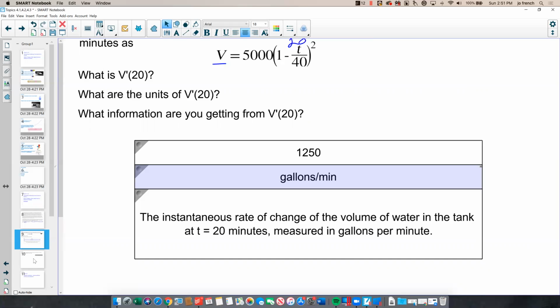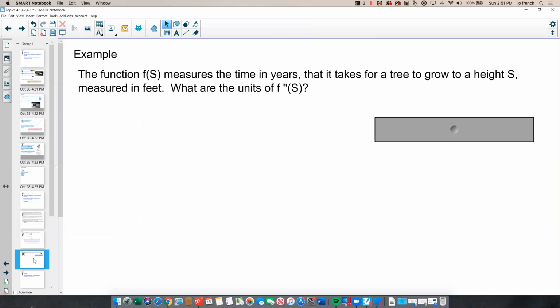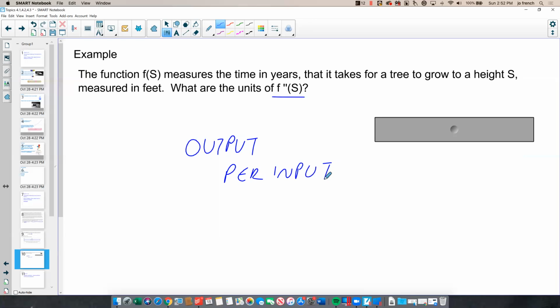Let's look at another question. Here we go. The function f of s measures the time in years that it takes for a tree to grow to a height s, measured in feet. What are the units of f double prime of s? Well, double prime. First, it's going to be output per input for the first derivative, and then per input again for the second derivative.